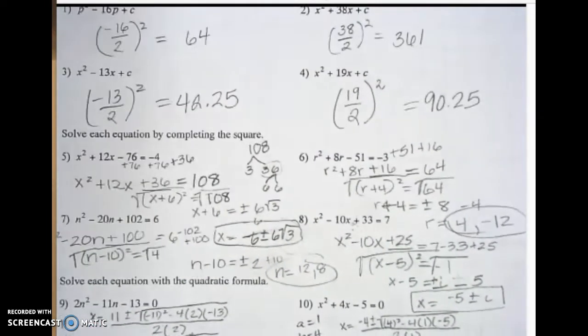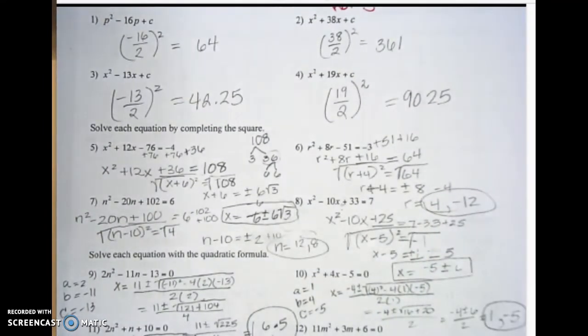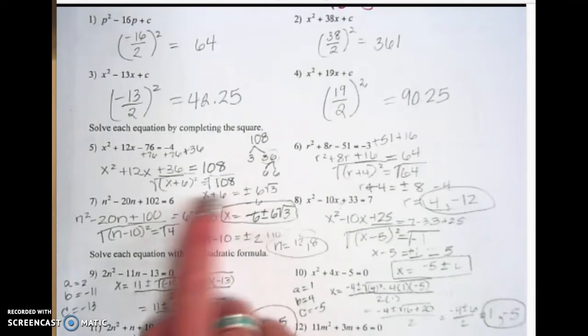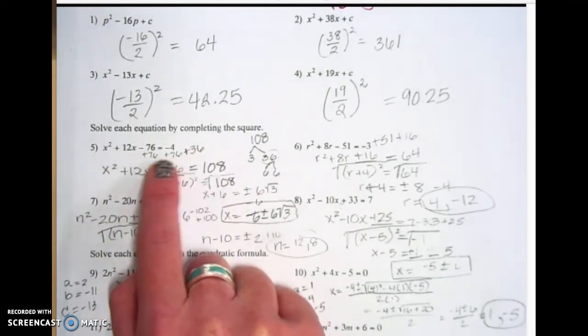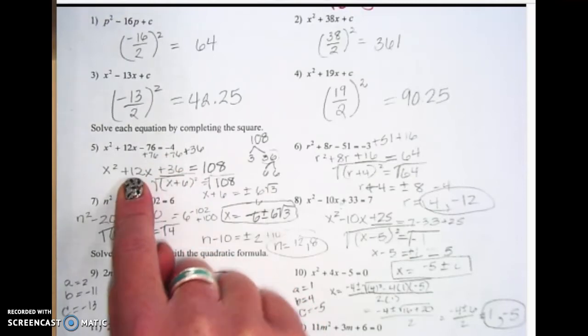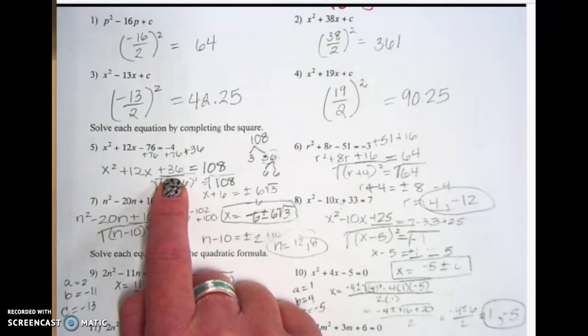When you get down to numbers 5 through 8, the directions say to solve by completing the square. So you first have to complete the square like you did in numbers 1 through 4, and then you need to take the square root of both sides. So in number 5, you would move the 76 over to the other side of the equal sign first, then complete the square by taking half of 12, which is 6, and squaring it, which is 36.